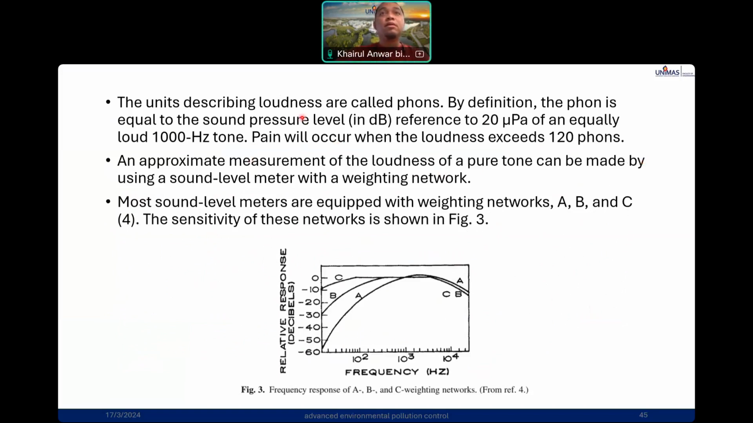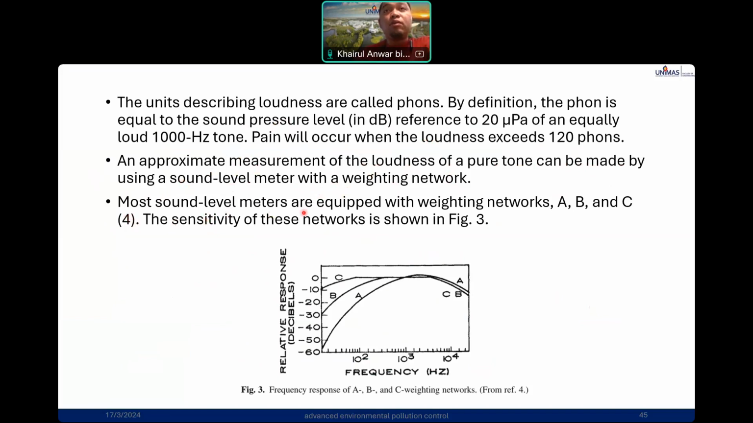The unit describing loudness is called the phone. Sound pressure level is in dB. By definition, the phone is equal to the sound pressure level in decibels relative to 20 micropascal of an equally loud 1000 Hz tone, and pain will occur when the sound is high. An approximate measurement of the loudness of a pure tone can be made by using a sound level meter with a reading record.